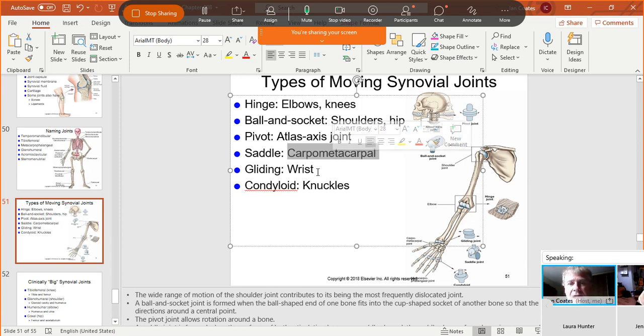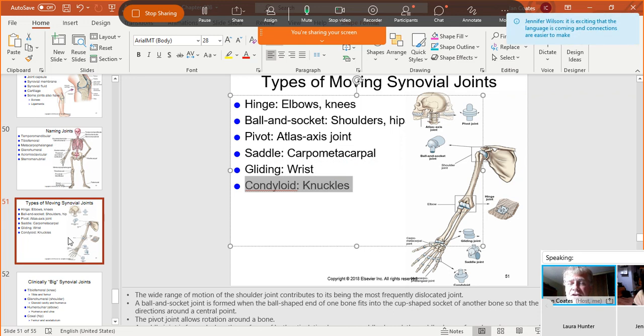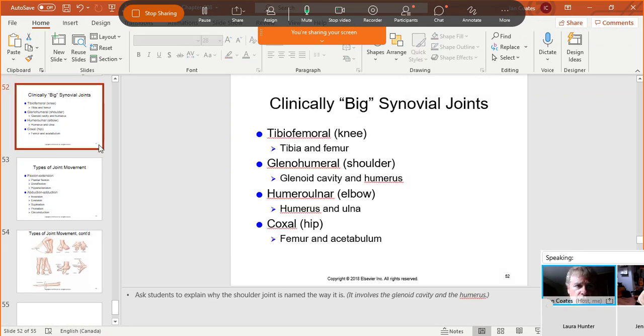So gliding joints are in the wrist. You've got a condyloid joint there in the knuckle. You guys can all have a look at these there. But they're all here, and we're not going too heavy. It's more about terminology and sight recognition than anything. Clinically big synovial joints. Okay, fine. There's more joints here. You can have a look at them.